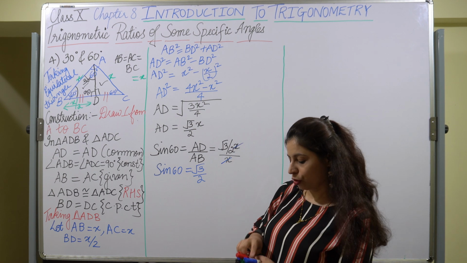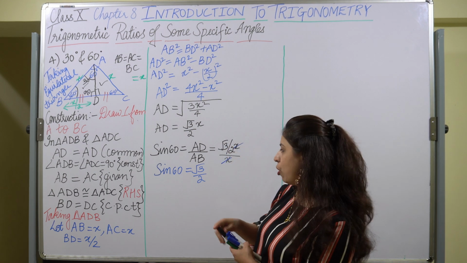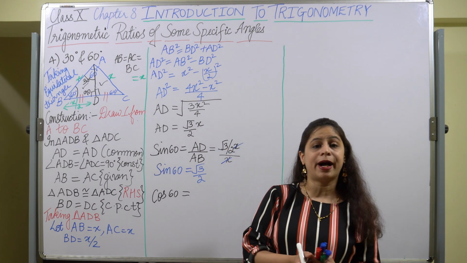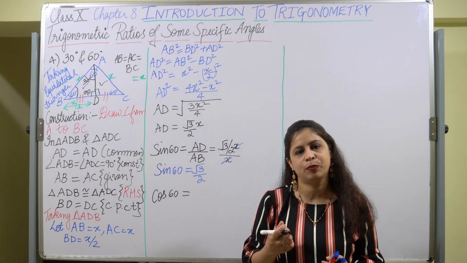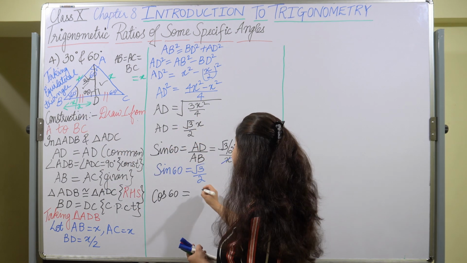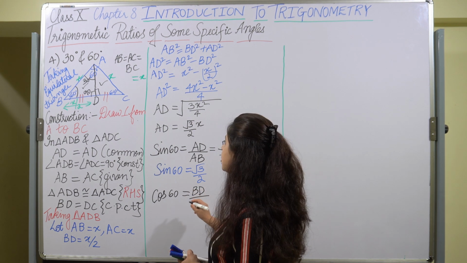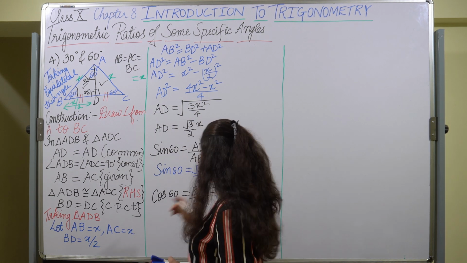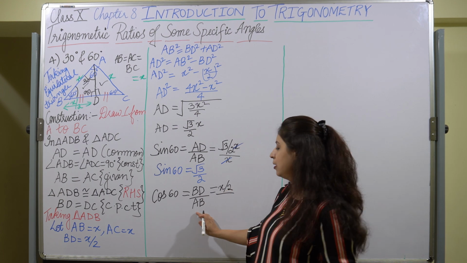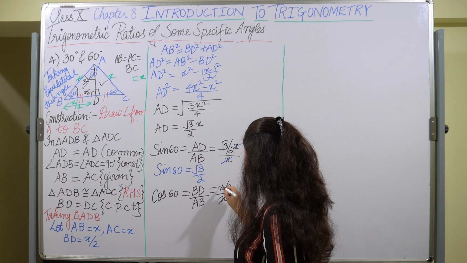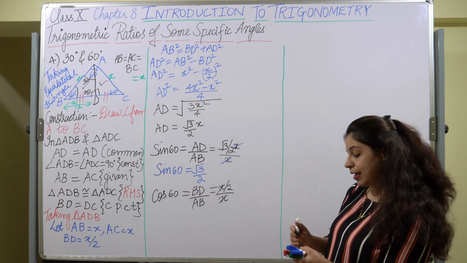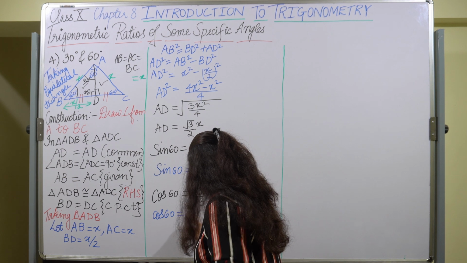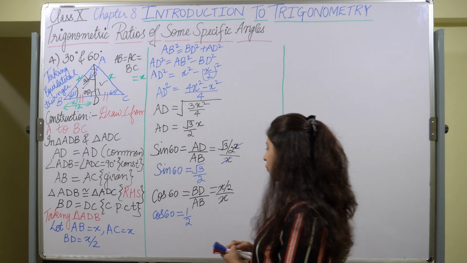Now we will be finding the cos. Cos 60, cos is always given by the base upon hypotenuse, or we can say the adjacent side upon the hypotenuse. The adjacent side over here is BD and the hypotenuse is AB. BD we have got as x by 2, and AB is x. So x and x get cancelled and we are left with 1 by 2. So cos 60 is equal to 1 by 2.